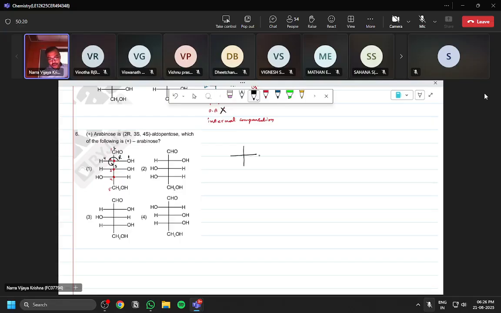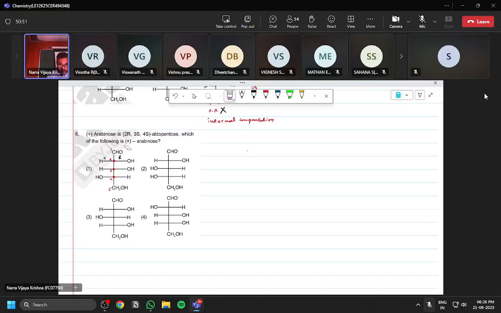Based upon priority order, if I have 1 here, 2 here, 3 here, 4 here. Now, what do I have to do? 1, 2, 3. What is it? Clockwise or anti-clockwise? Clockwise. Clockwise means R. But the least priority atom is horizontal. Then I have to take the reverse of it. Then I will take it as S configuration. We call it the golden rule. Right? Now, the second carbon is R.